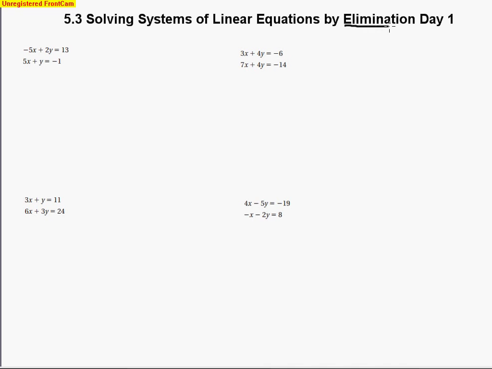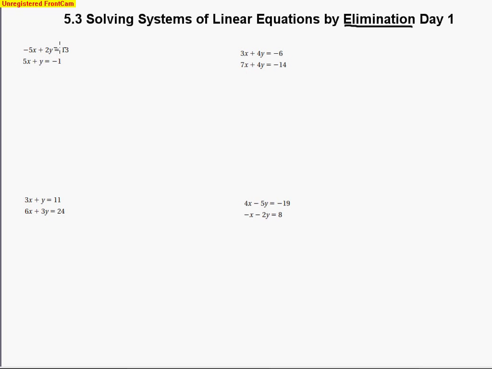Elimination means that we want to eliminate one of the variables that we've got, and we're going to eliminate by adding or subtracting the equations together. Now we can only do this if we have the same coefficient but opposite sign. Like here we have negative 5x and positive 5x. And so then we could add these two equations together, and the negative 5x would cancel out the positive 5x, leaving us only with y's.